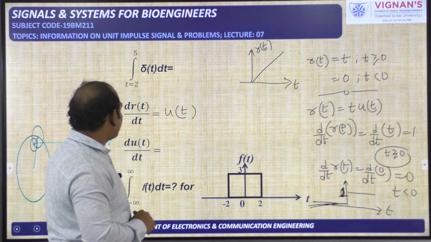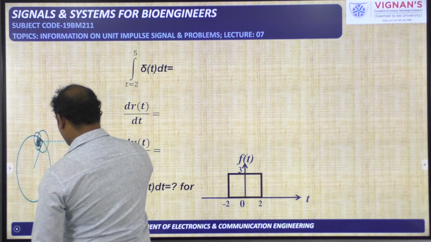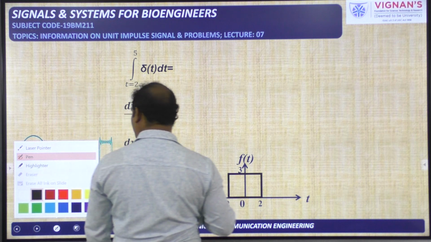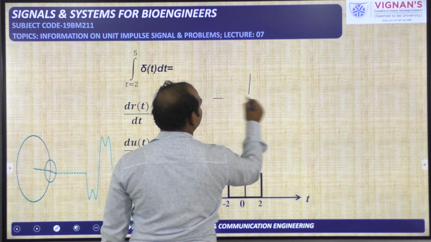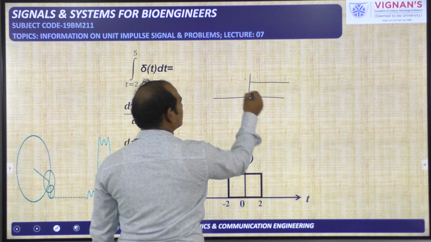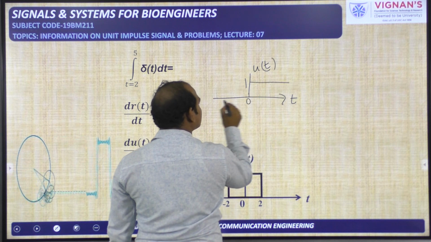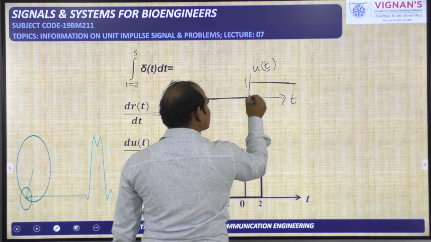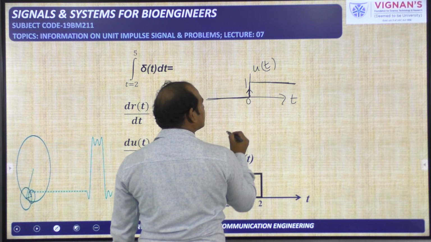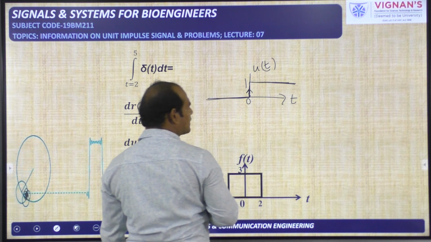Now d by dt of u of t. D by dt of u of t means, you see here how u of t is available. In this way u of t is available. We need to perform the derivative for this one. So what is the amplitude here? 0. What is the amplitude here? 1. What is the amplitude here? Discontinuity, that is changing from 0 to 1. So we need to perform the derivative for that one.